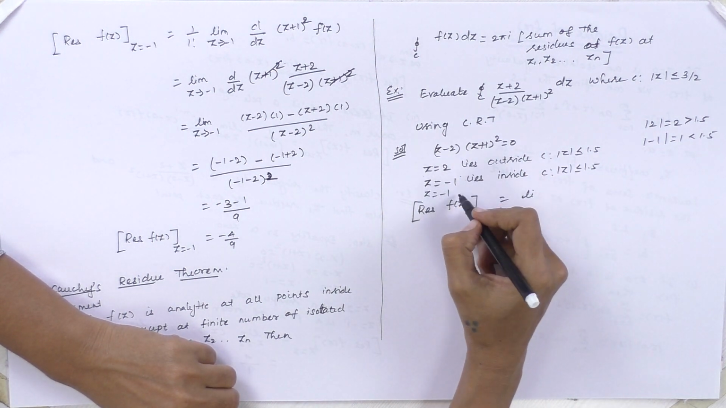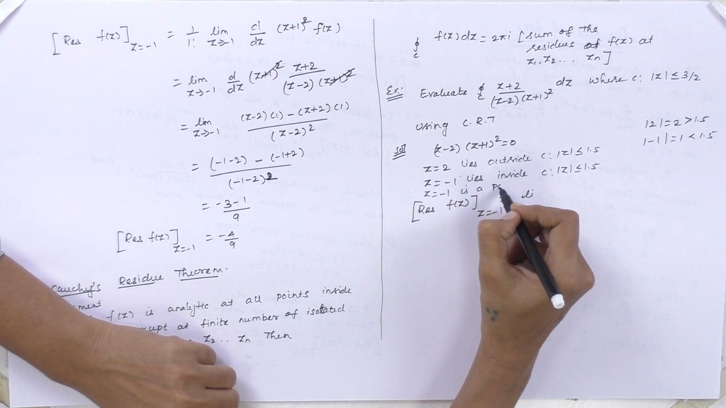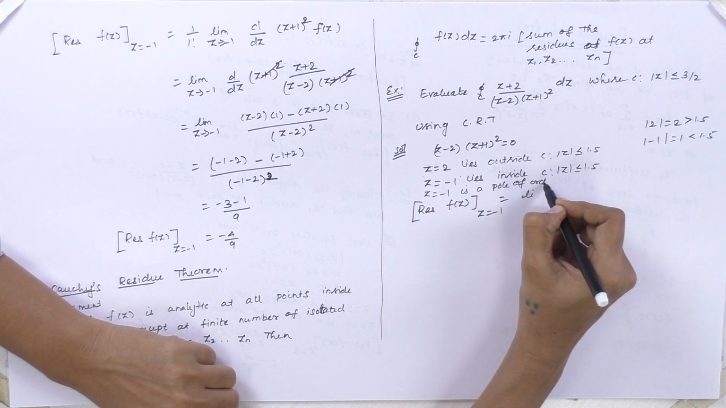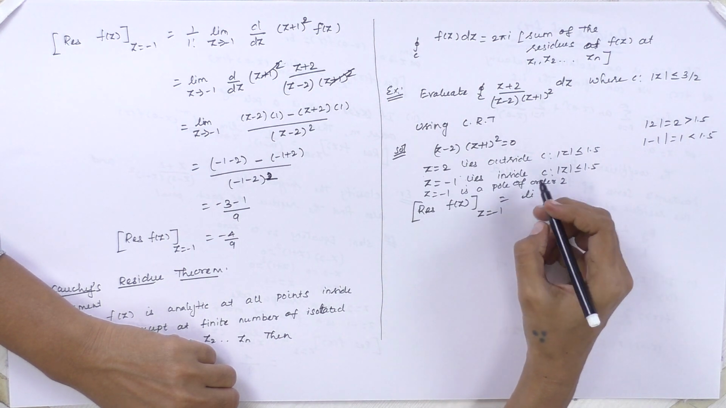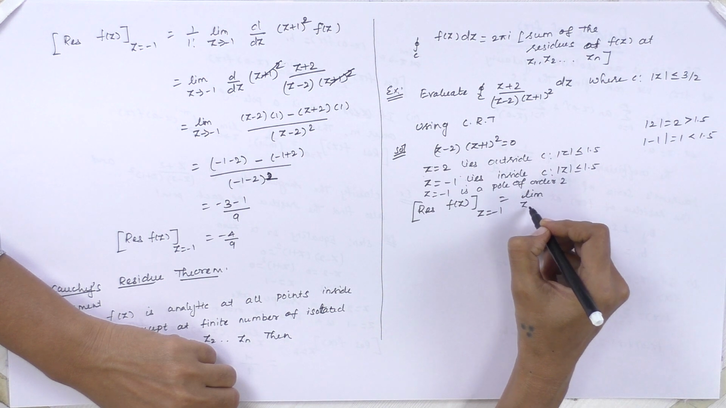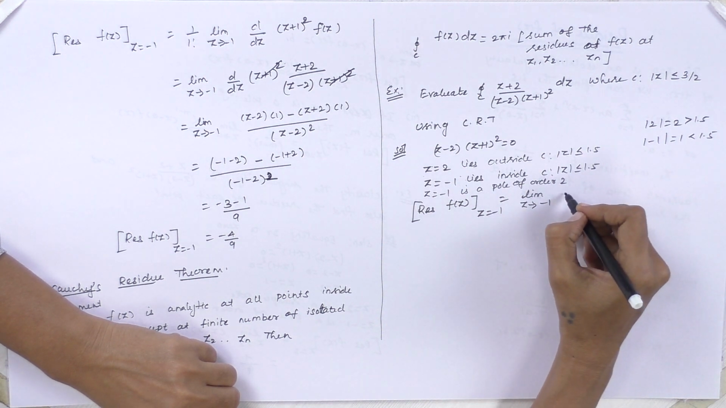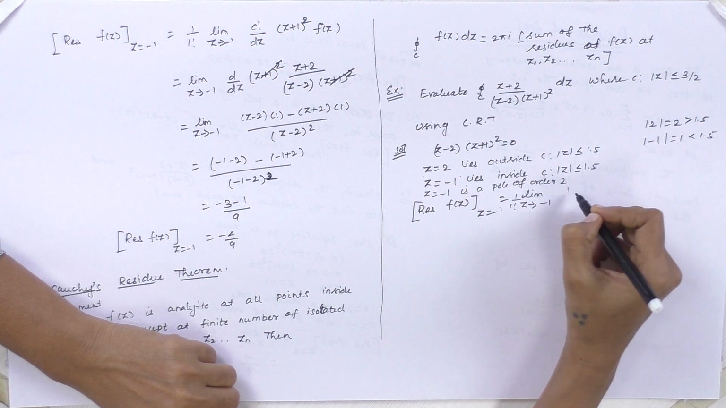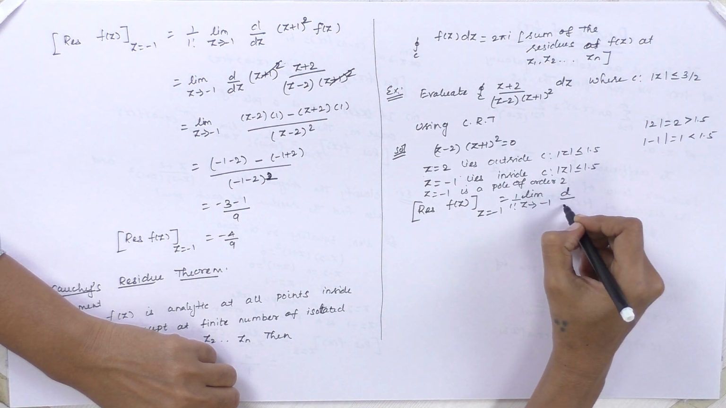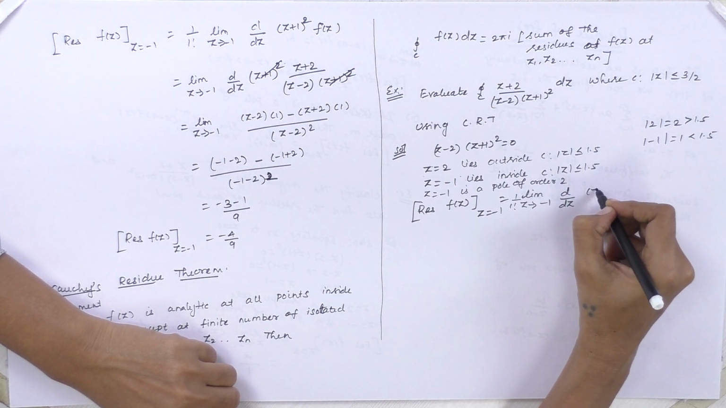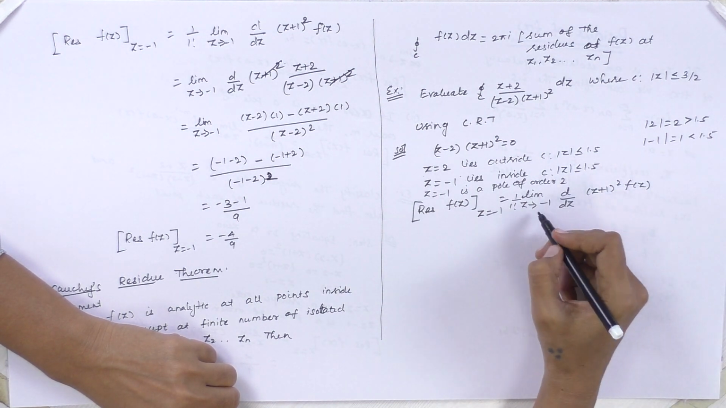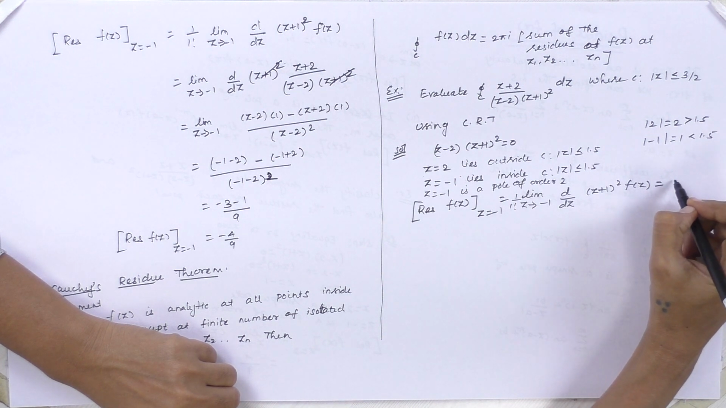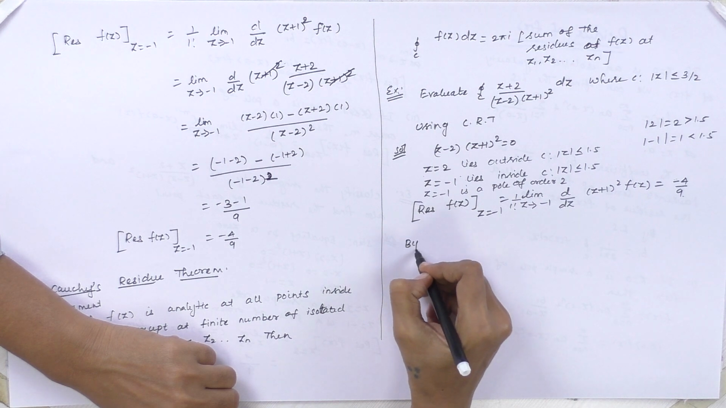The point z equal to minus 1 is a pole of order 2. Therefore the residue of f of z at the point z equal to minus 1 is the limit as z approaches minus 1 of 1 by 1 factorial d by dz of (z plus 1) the whole square into f of z. Just now we found the residue for the same function, therefore the answer is minus 4 by 9.